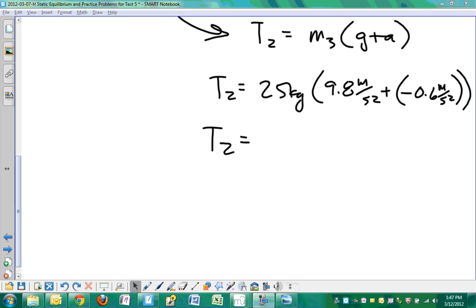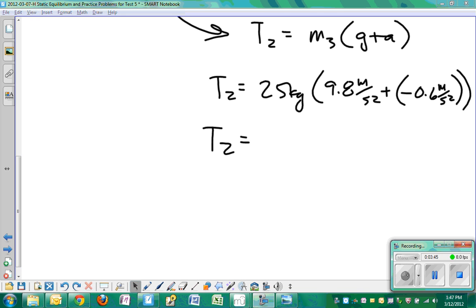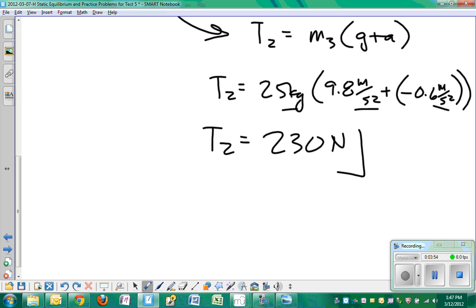Pausing. Wrong. 230 kilogram meters per second squared. Newtons. All right. My mental math went astray. All right. T2 is 230 newtons.